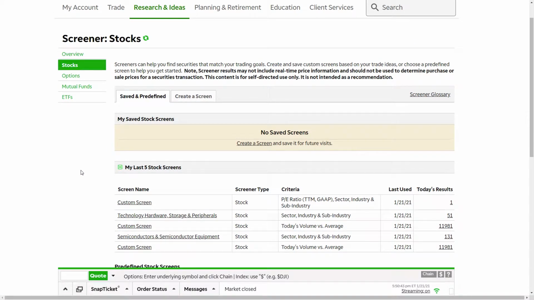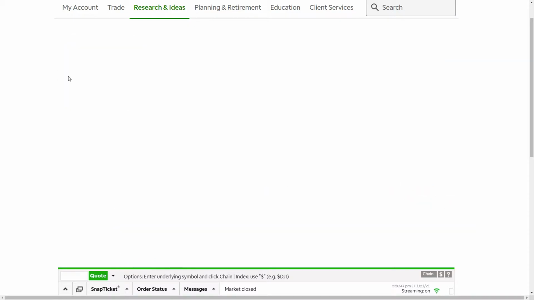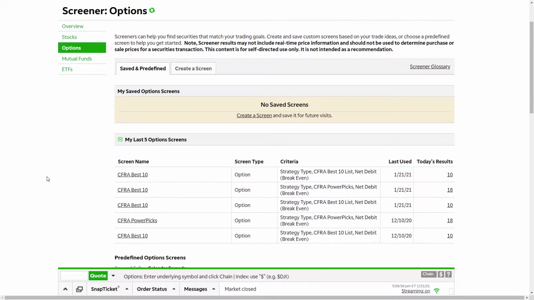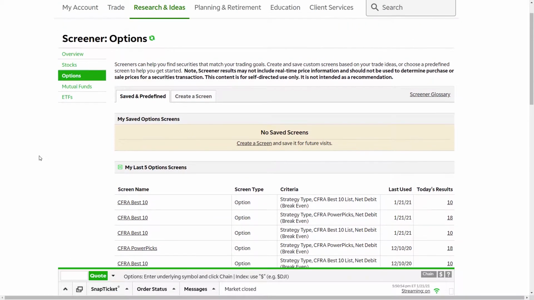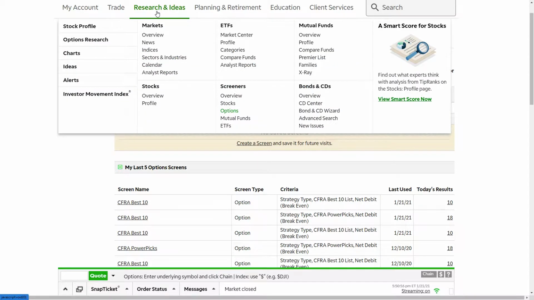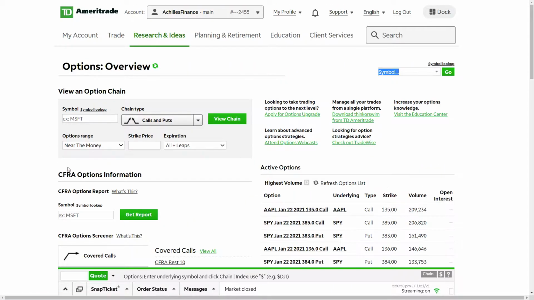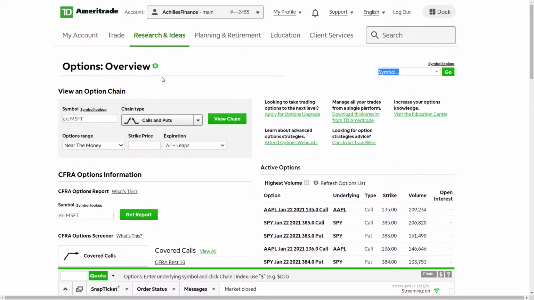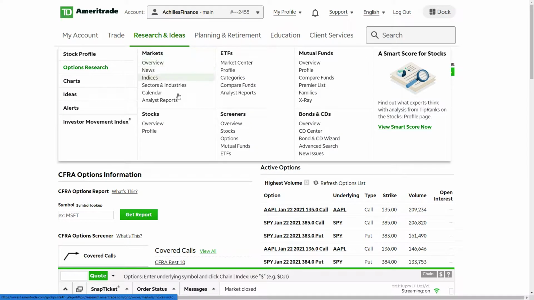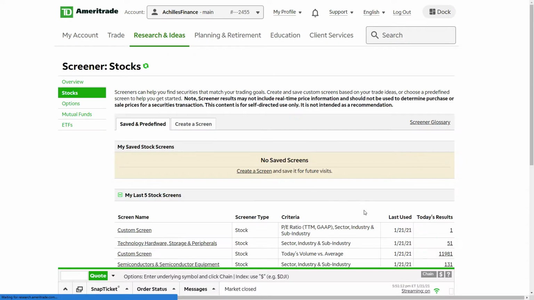This is something that I use fairly often, and it's pretty much an everyday event that I will at least look at this, especially on the options side, just so I can see what's out there, what's going on, what are people looking at. If you go into the options research, you can see some of the highest volume. This is one of the ways that I see what the big money thinks is going to happen.